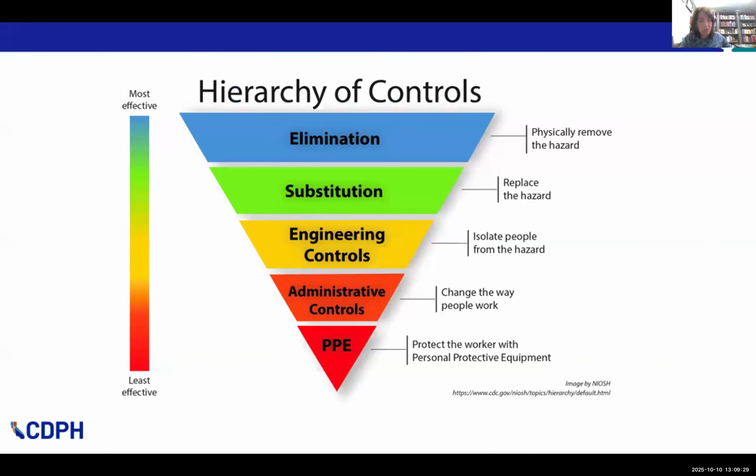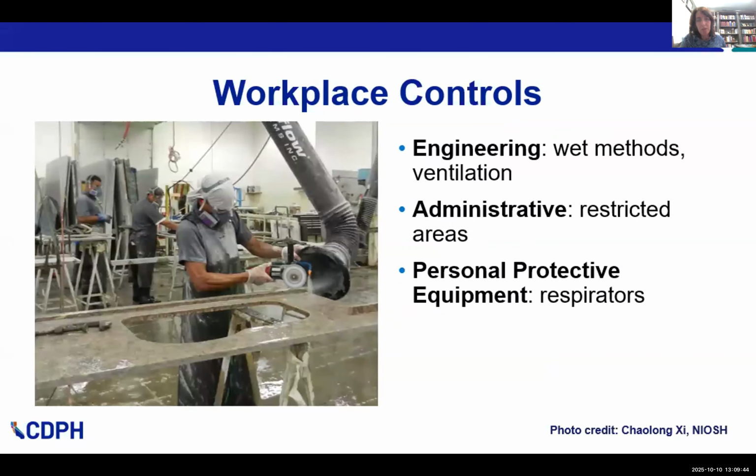Okay, so this slide shows the hierarchy of controls, which is likely familiar to a lot of you. It lists potential ways to control a workplace hazard from most effective to least effective. And the controls that have been used for silica exposure in this industry to date, there's really been a focus on controls that are lower on the hierarchy, engineering controls like wet methods and ventilation, administrative controls like restricting access to certain areas where exposures may be occurring. And then there's been a real emphasis on personal protective equipment, specifically respirators.